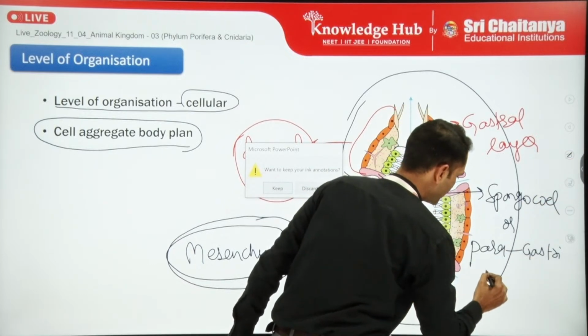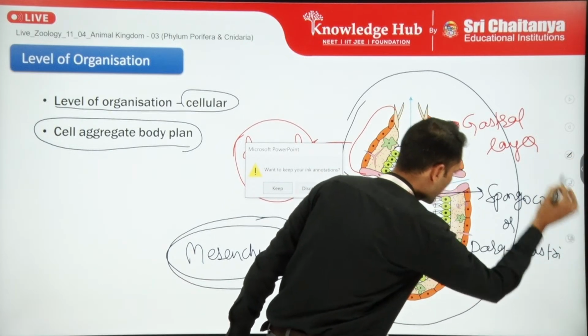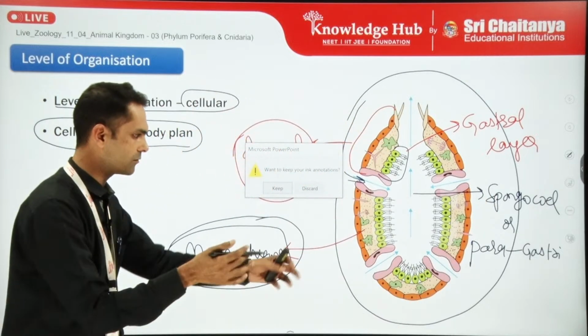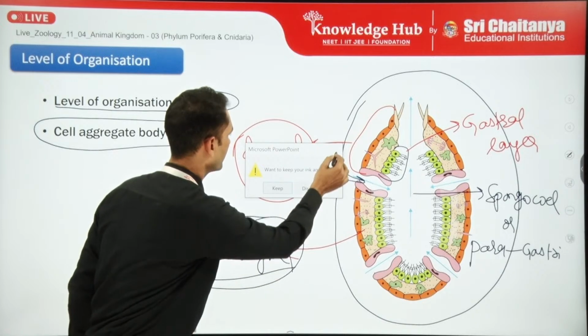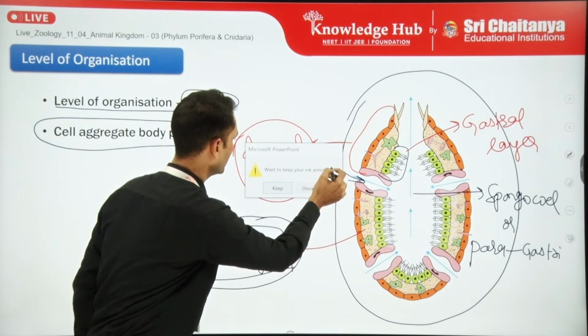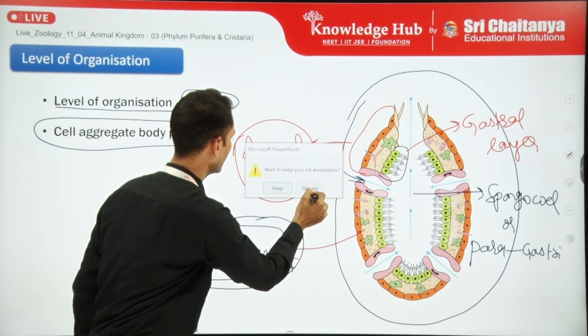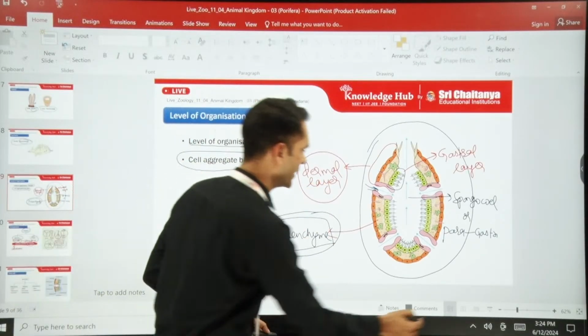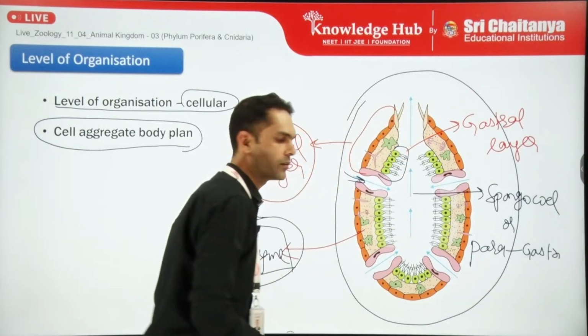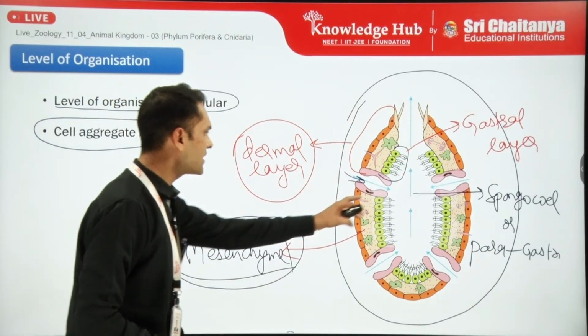Right, what happened? Cavity. Right. So paragastric cavity. My mark is not working somehow. Okay. What happened? Right. So paragastric cavity. Let me mark it again. Okay. Fine. So this is the cavity part.